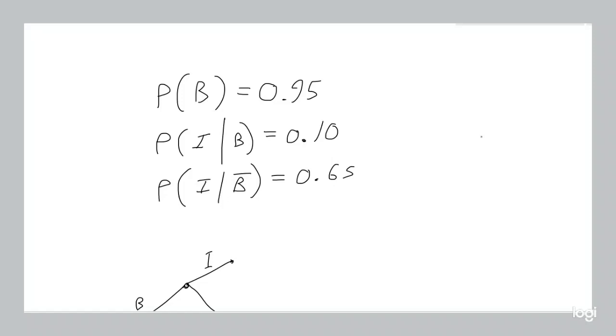Let's say in some city, the probability that a random person wears a seatbelt, and we'll use a B to represent that condition, is 0.95. And the probability that they get injured after a serious accident, given that they're wearing a seatbelt, is 0.1 or 10%. The probability that they get injured in a serious accident, given that they're not wearing a seatbelt, is 65% or 0.65. So first thing we'll do, we'll populate our probability tree.